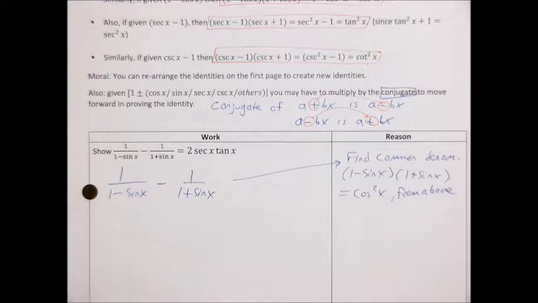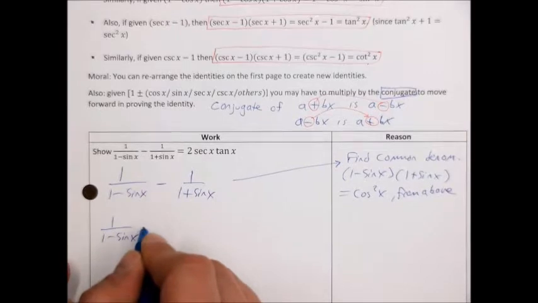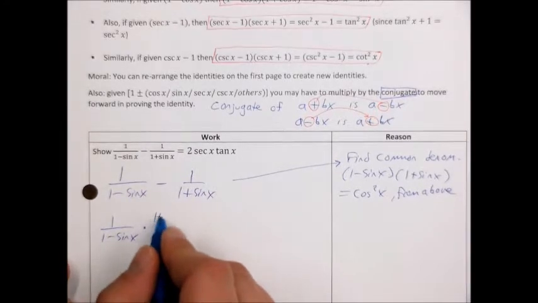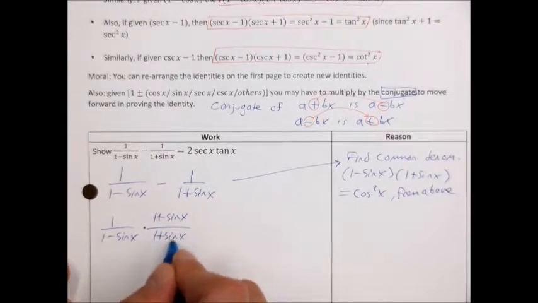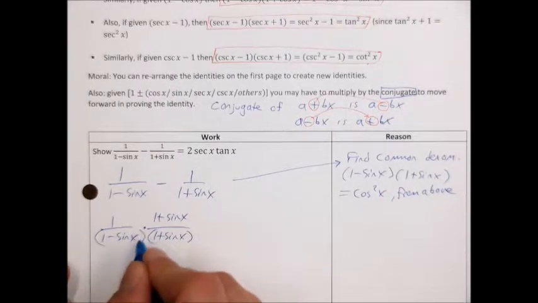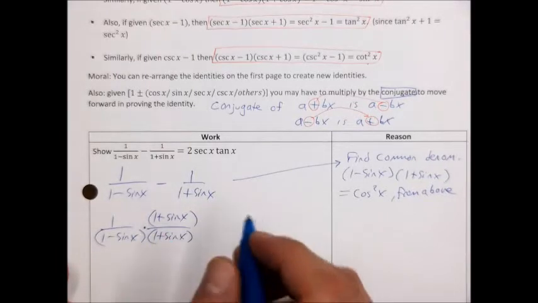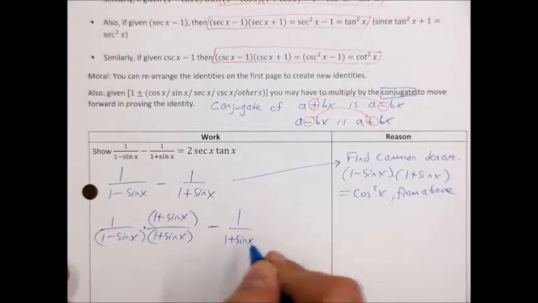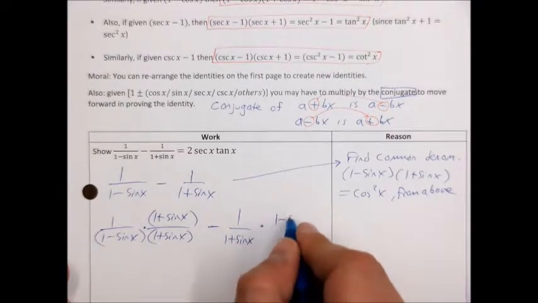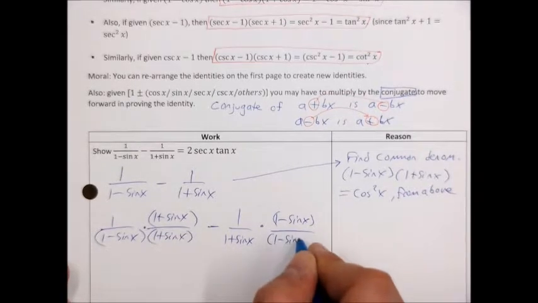So when we find the common denominator, it would look like this. We take the fraction on the left and we give it the denominator of the one on the right. So we multiply by 1 plus sine over 1 plus sine. So that'll give us that common denominator there. And then we do the same thing with the other term, except we use the other denominator. So multiply by 1 minus sine over 1 minus sine.